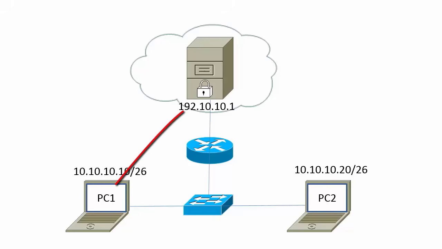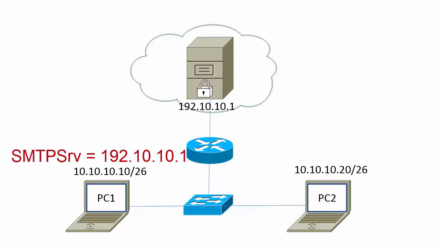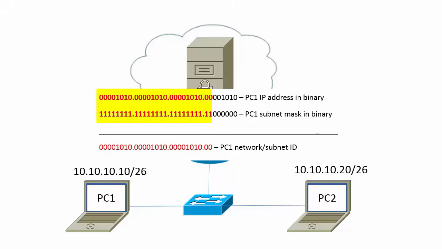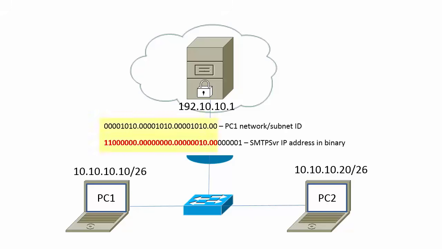Now, consider what occurs when PC1 needs to communicate with the mail server at 192.10.10.1. Again, it does a DNS lookup for the IP address of the mail server. The IP address of 192.10.10.1 is returned. And then PC1 determines whether the mail server is located on the same subnet. So PC1 does this by comparing its IP address to its subnet mask in binary as follows. Now PC1 compares the exact same binary bits to the binary bits of the mail server as follows.